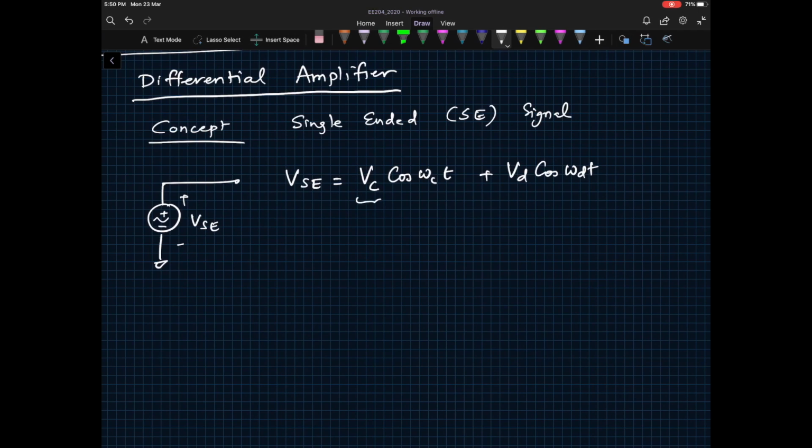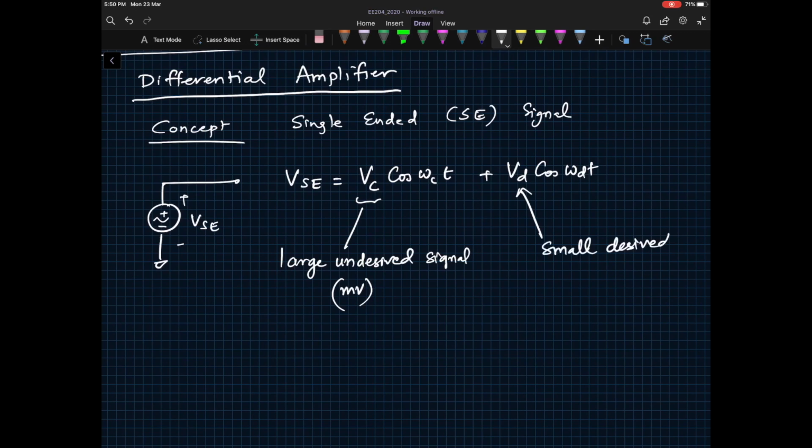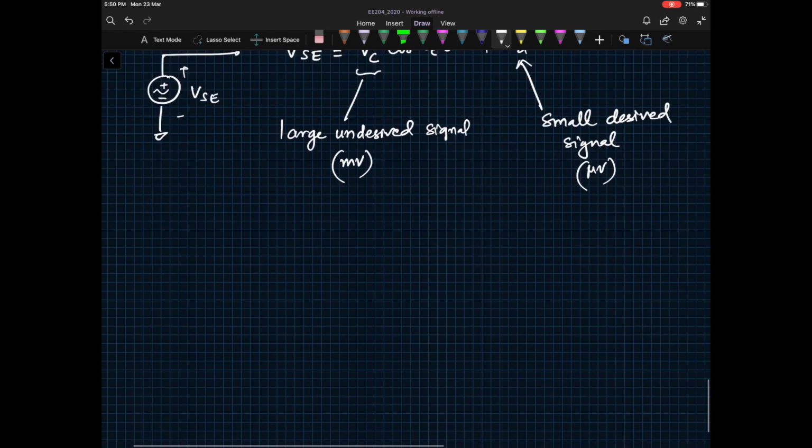So VC could be the large undesired signal, and this could be in the millivolts range, let's say. And VD is the differential, or rather the desired small signal, and let's say it's in the microvolts range. So what we want to do is get rid of VC, but amplify VD as a differential signal. We show it like this.